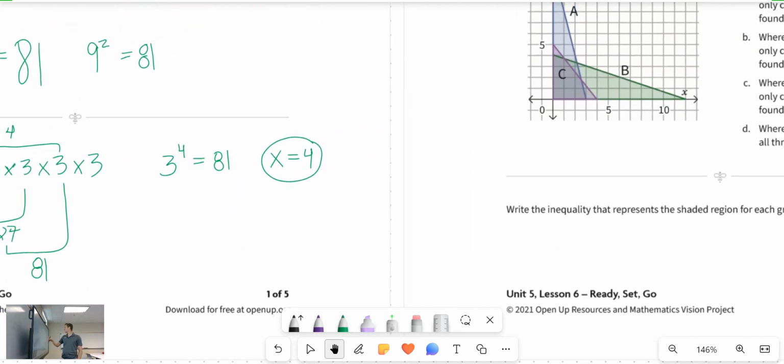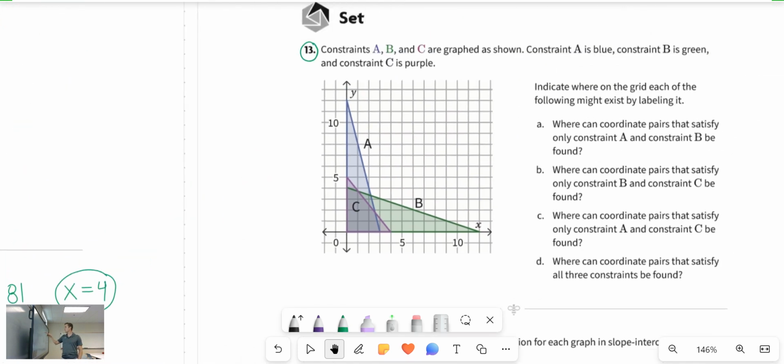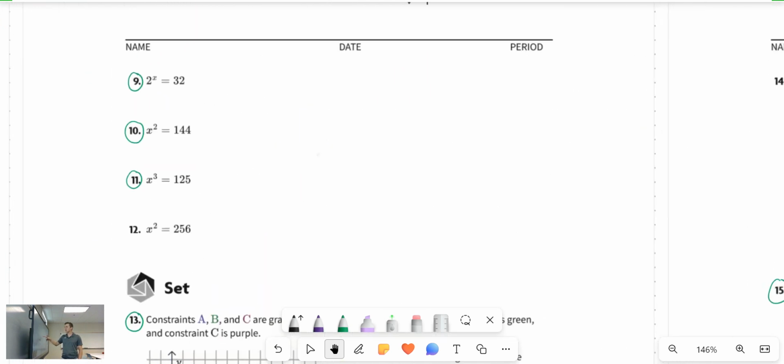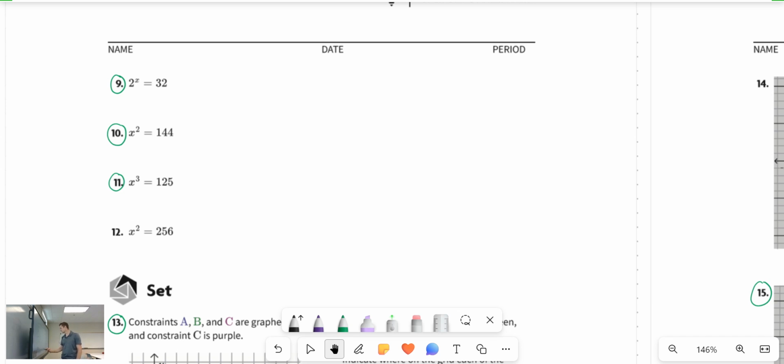All right. Let's move on to the next question. We've got 2 to the x equals 32. We'll do this one in purple. So 2 to the x equals 32. Well, 2 to the first, remember, if we go back all the way to sequences, this is just a geometric sequence of sorts. We're multiplying by 2 each time.